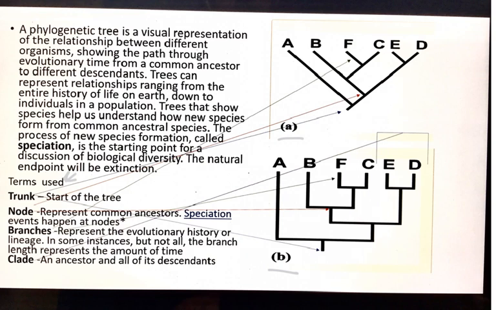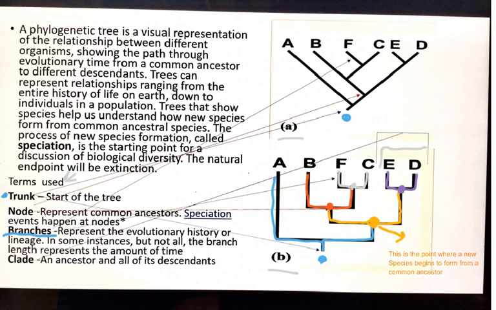At the base of a branching tree diagram, we have what we call the trunk. As we move along the trunk of the tree, we move up what we call the branches. When we have a separation of the branches, we form what we call a node. This is the point where a new species begins to form from a common ancestor. As you come to the end of one of the branches in the phylogenetic tree, you form what we call a clade. A clade represents the ancestor and all its descendants.